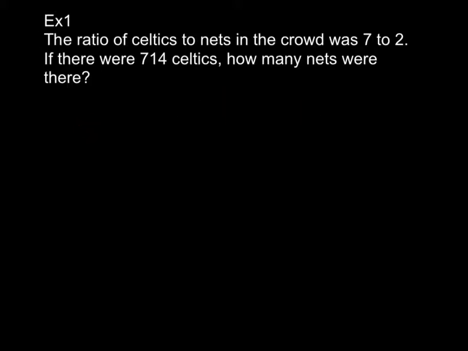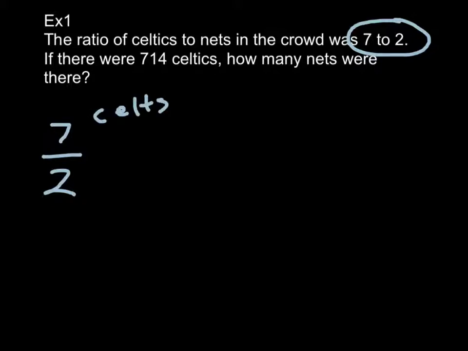All right, let's take a look at example 1. It says the ratio of Celtics to Nets in the crowd, or in other words, in the stands, was 7 to 2. Let's see what this means. If I write that ratio as a fraction, 7 represents how many Celtics there were in the crowd, and 2 represents how many Nets there were. So I'm going to write that down: 7 represents the Celtics, and 2 represents the Nets.